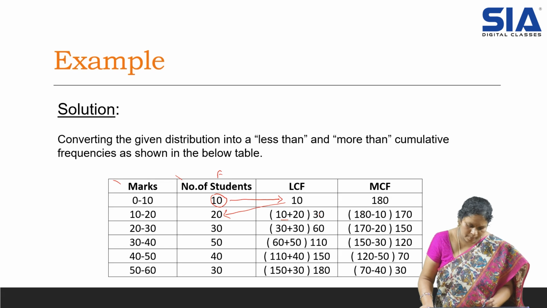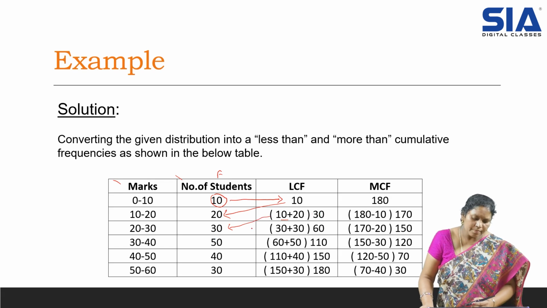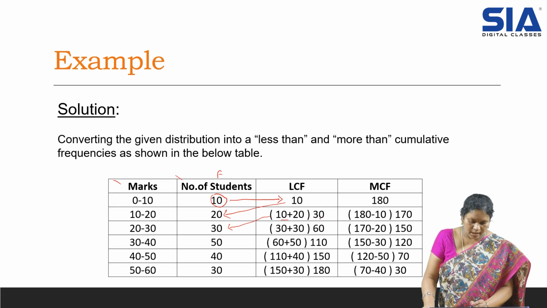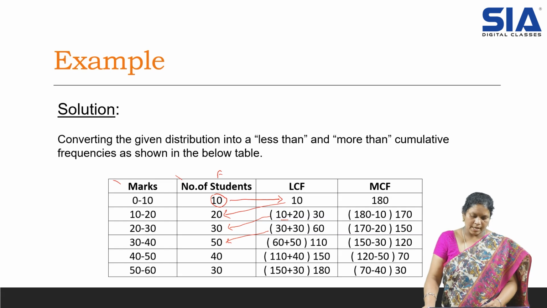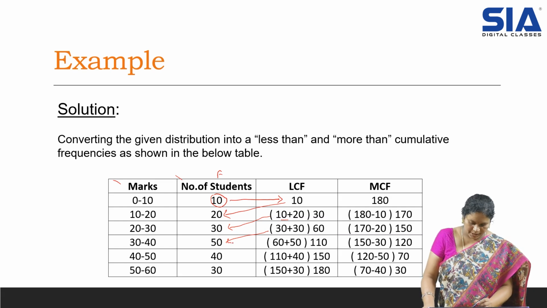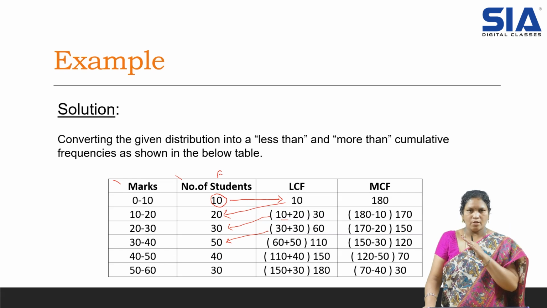So 30 plus 30: 30 from less than cumulative, 30 from frequencies. So 30 plus 30 goes to 60. That 60, again you have to add to the next value in the frequency, that is 60 plus 50. 60 plus 50 goes to 110. Like that.